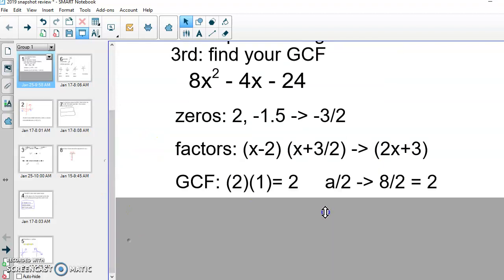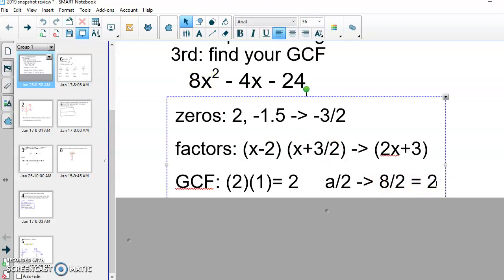The last step that we need to do is find our GCF, and by doing this, we multiply our numbers in front of our x. So here is a 1, and over here is my 2. So 2 times 1 is 2, okay? And I take this number and have it divided by my a. My a is the number that's attached to the x squared. So this is going to look like 8 divided by 2.